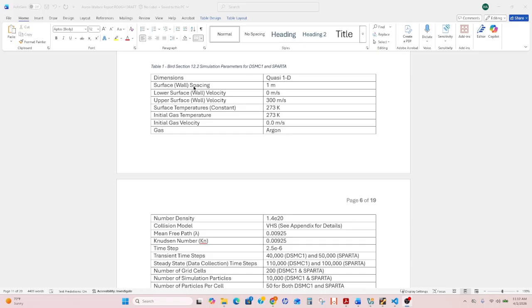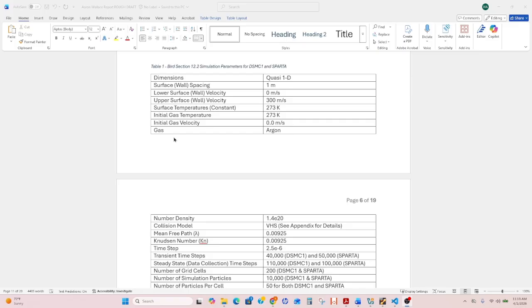So the two walls are a meter apart between the top and the bottom surface. The lower surface is stationary, and the upper surface is moving at 300 meters per second. The surface temperatures are kept constant at 273 degrees Kelvin, and the initial gas temperature is 273 degrees Kelvin. Inside of Bird's text, he talks about how you can either initialize the gas at the free stream, or the 300 meters per second, or you can initialize it as stationary. I tried it both ways. I liked my results better with initializing as stationary, and that's what I'm going to show here, but I'll show you where you can make that change.